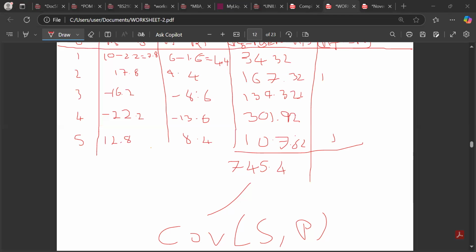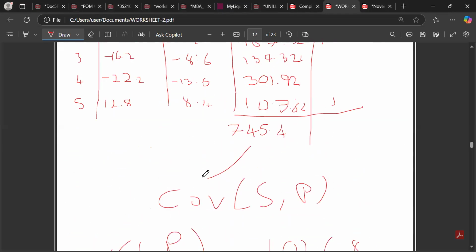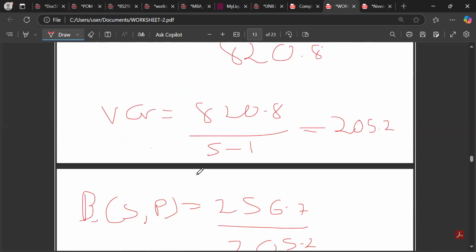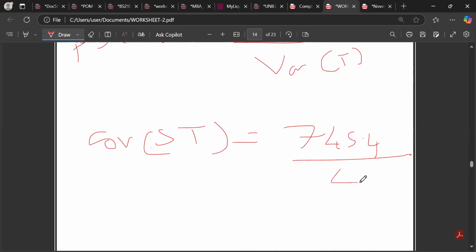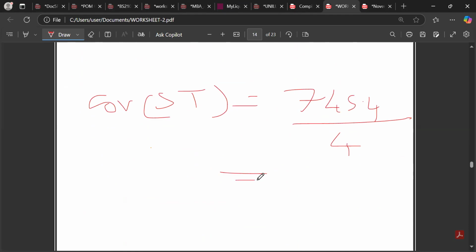So 745.4, right? At this junction, at this point we've reached now, we need to find the covariance between SOPs and the true market stock. It is going to be 745.4 divided by 4, which is n minus 1.